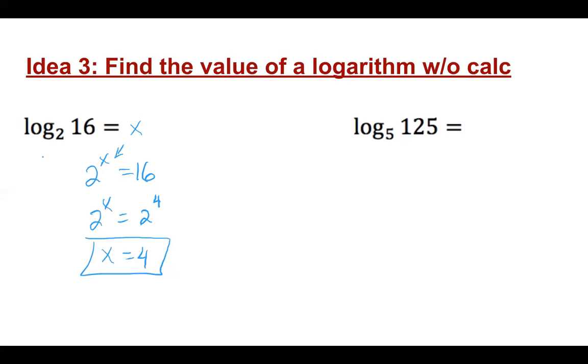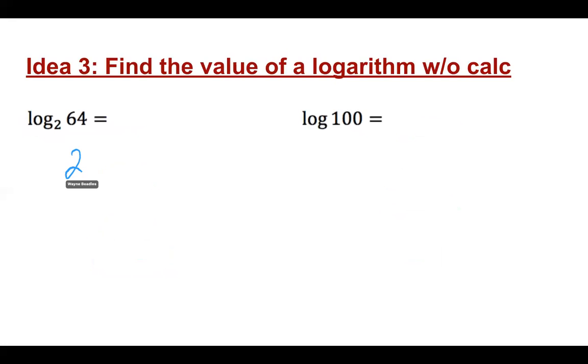On this one, it'd be 5 to the x power is equal to 125. And 5 times 5 is 25. 25 times 5 is 125. So that would just be 3. So kind of showing you why you have them. It's telling you what the exponent is. Logarithms always give you exponents.